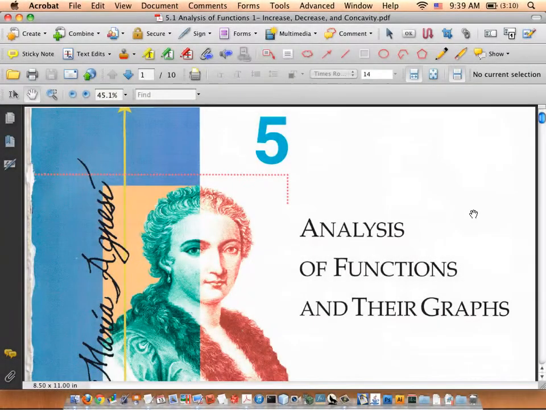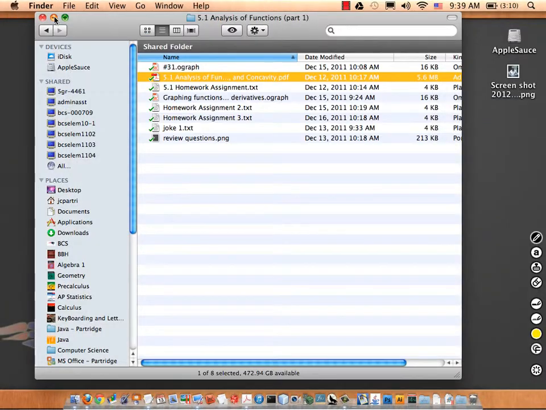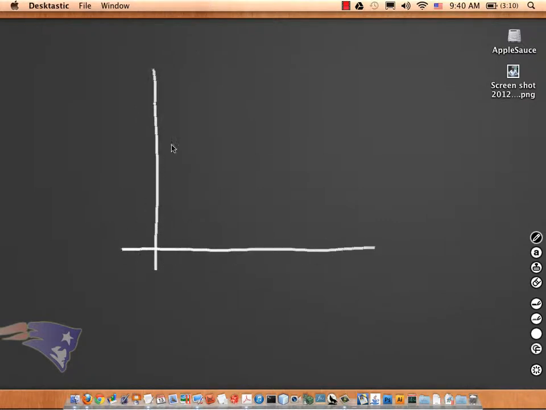Okay, there we are. Chapter 5, Analysis of Functions and Their Graphs. So, first thing you need to know about how to analyze graphs. Let's say, for example, that I have a function, and it looks something like this. And what kind of graph is that?